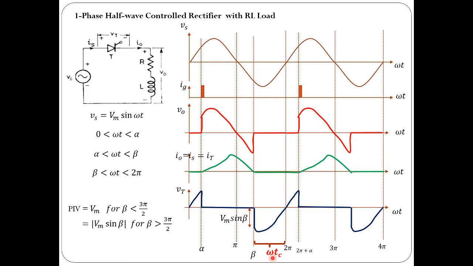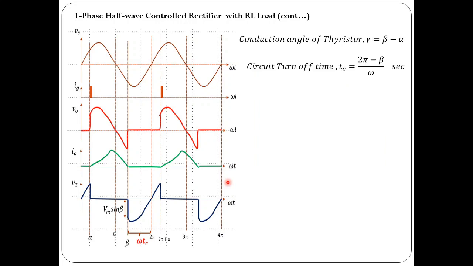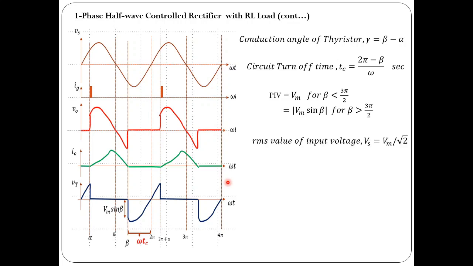And coming to the conduction angle, the conduction angle of the thyristor is between alpha and beta, right? So beta minus alpha is the conduction angle. So the conduction angle of the thyristor is beta minus alpha, the circuit turn off time is equal to (2 pi minus beta) by omega, and the peak inverse voltage is equal to Vm for beta less than 3 pi by 2, and equal to the magnitude of Vm sin beta for beta greater than 3 pi by 2, and so on.